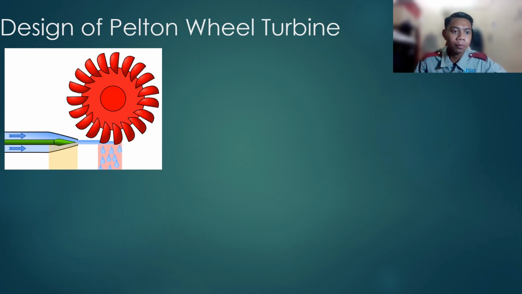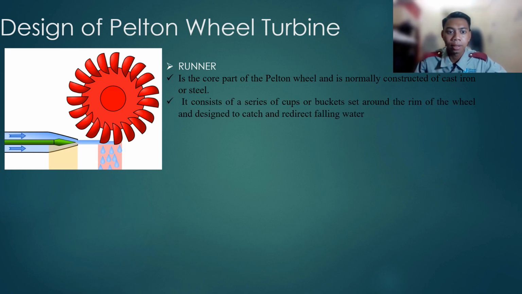This is a diagram for the Pelton wheel turbine design. First, the runner. It is the core part of the Pelton wheel and is normally constructed of cast iron or steel. Second, it consists of a series of cups or buckets set around the rim of the wheel and designed to catch and redirect falling water.